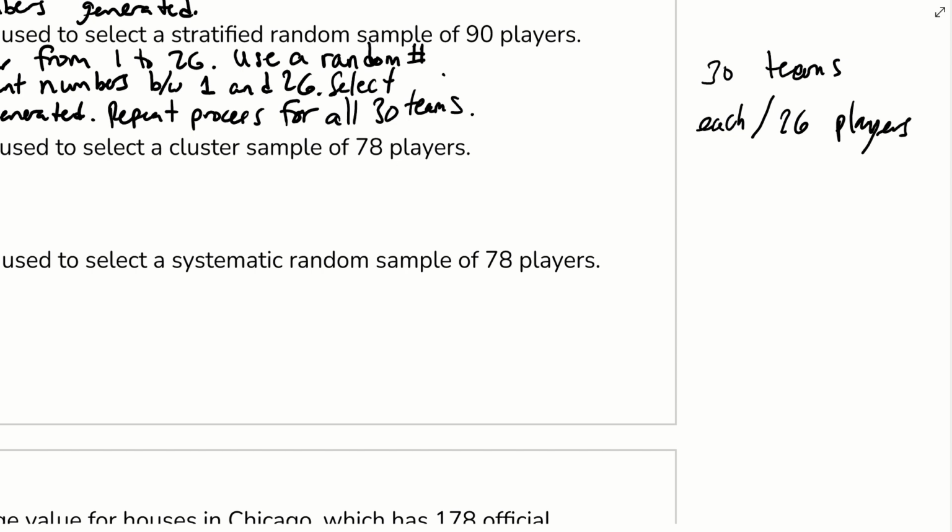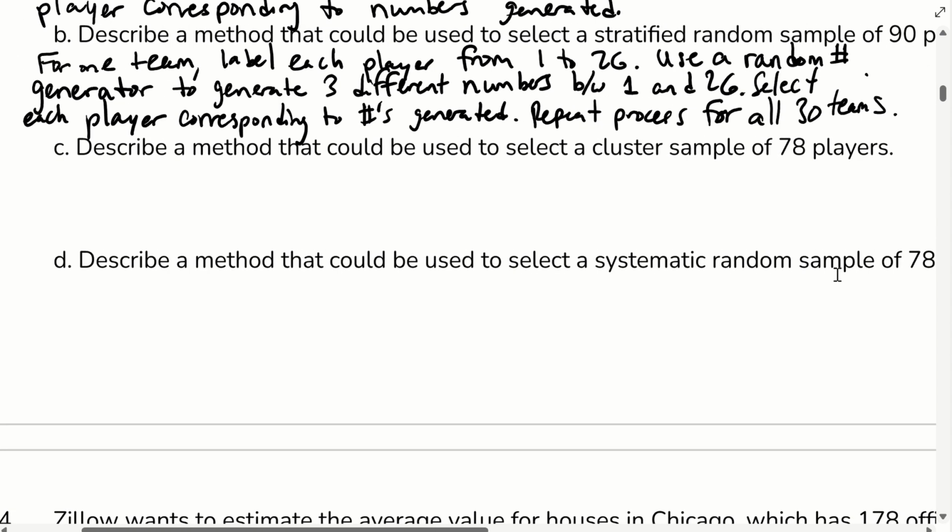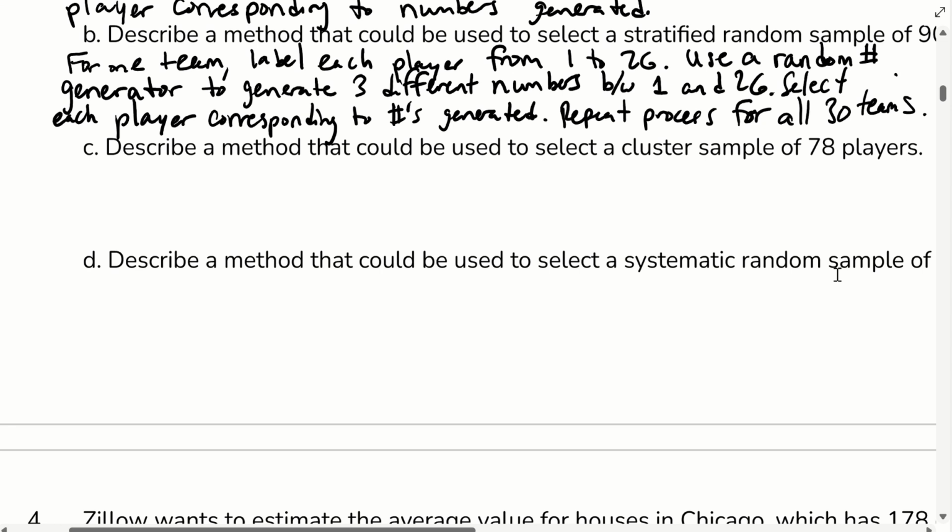And so that means we're going to have to randomly select 78 divided by 26 equals 3 teams. So we're going to use a random number generator from 1 to 30. We're going to number the teams, then pick the teams that we want. So we're going to randomly select 3 teams. Then we use all the players from each of those 3 teams, and that would be 78 players. Okay, so we're going to label each team.